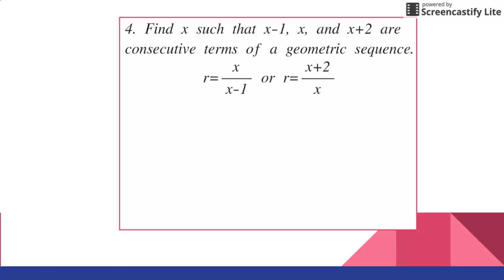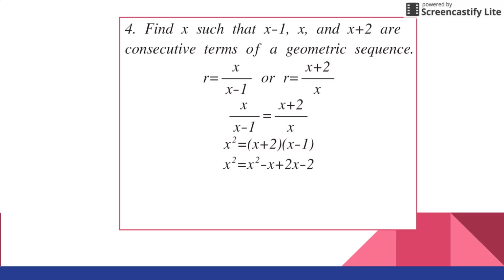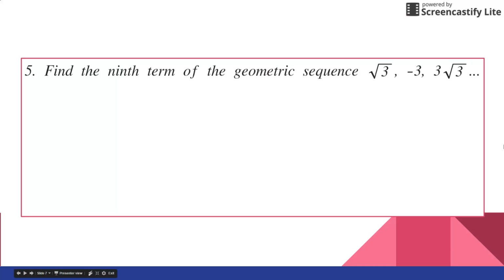And since the common ratio does not change, we can set those equal to each other. And by cross multiplying, we get x squared equals x plus 2 times x minus 1. Then by multiplying out the x plus 2 times x minus 1, we get this. And then negative x plus 2x becomes just x. The x squares cancel. You're left with 0 equals x minus 2, and x equals 2, and that's your answer.